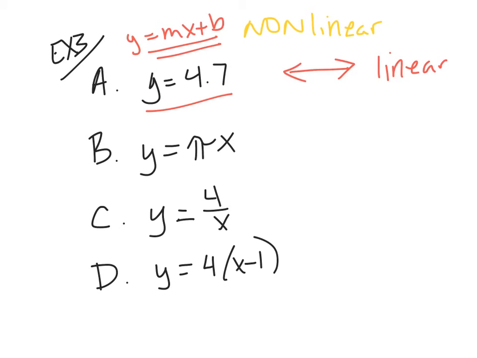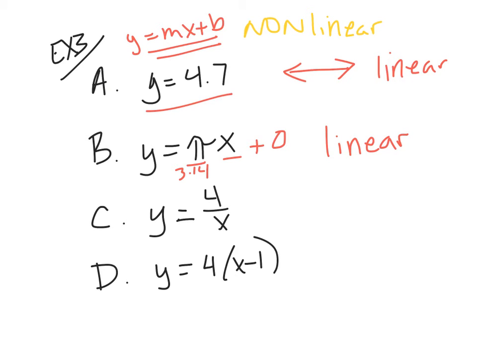So let's look at B. Y equals pi x. It doesn't have a plus anything, which could mean it's just plus 0. Pi is just 3.14, so this one is in slope-intercept form, so that would be linear.